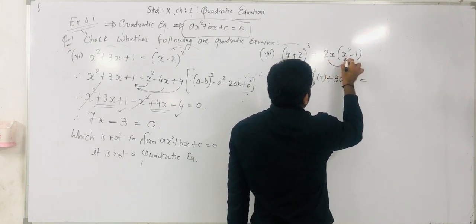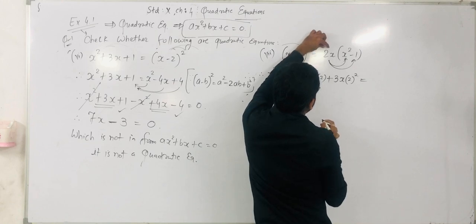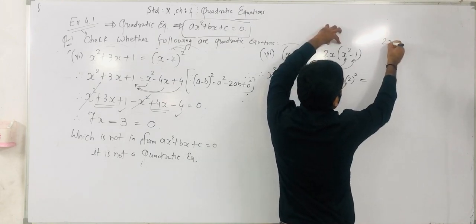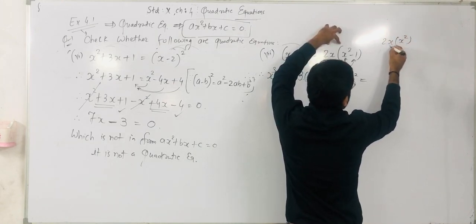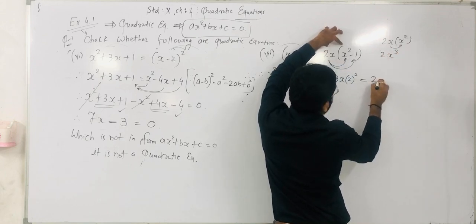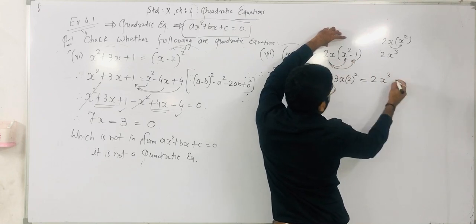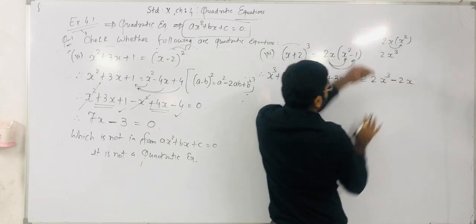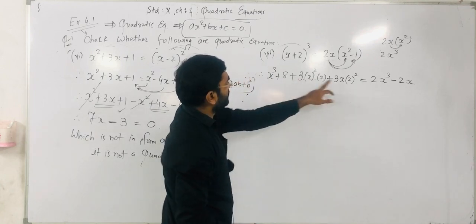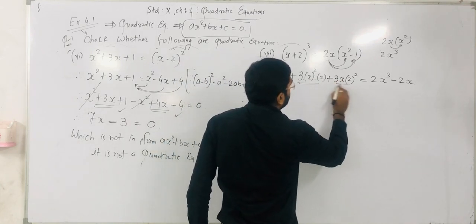2x is multiplied inside the bracket, so 2x into x square, x into x square becomes x cube. So we get here the first term 2x cube, then 2x into minus 1, so minus 2x. Right? Now we do the simplification of those two terms which are in multiplication.